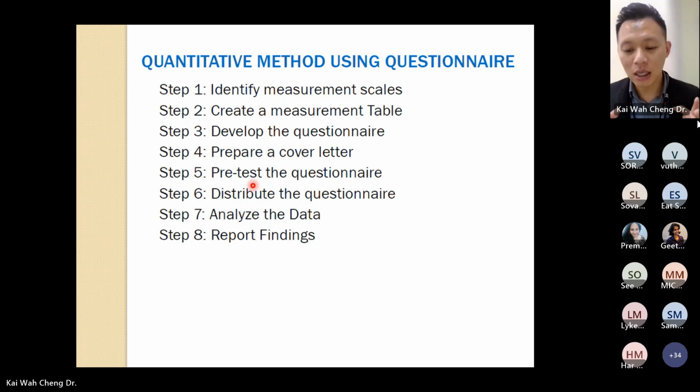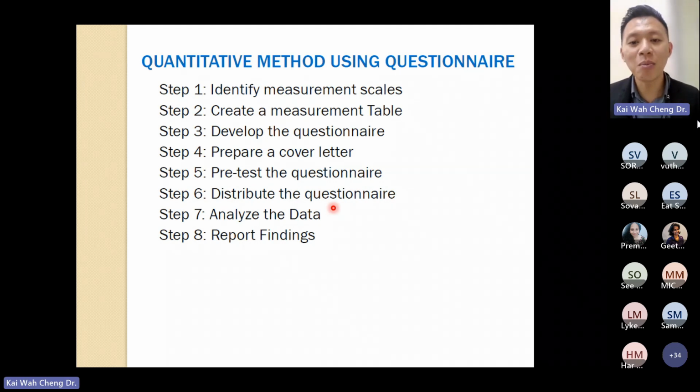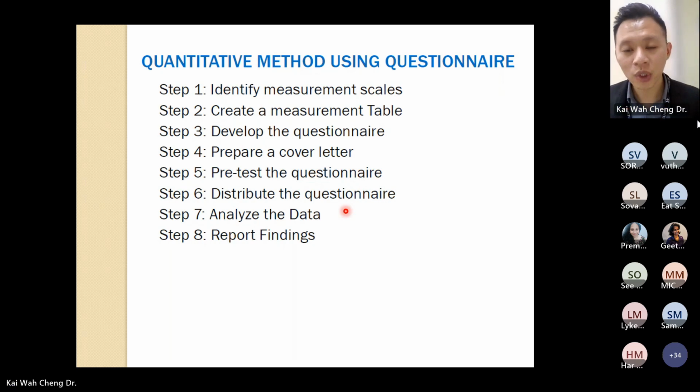Once the reliability of the pre-test achieves at least 0.7 and above, then we will proceed to the actual data collection. And the number of questionnaires that we distribute under stage number 6 depends on the sample size that we already determined in the earlier stage.